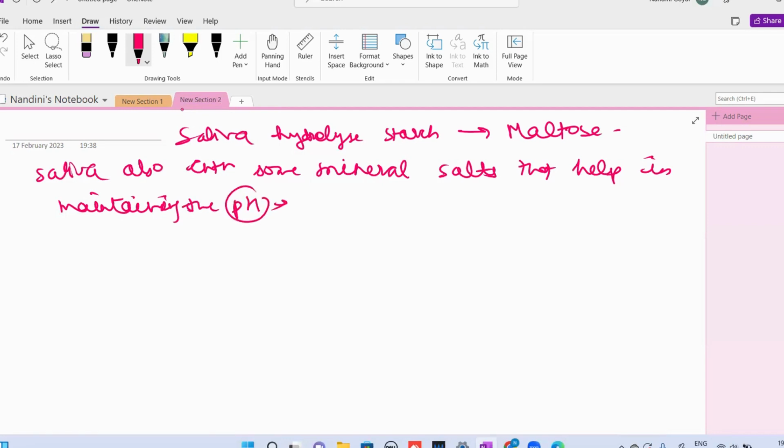Why is it important? Because enzymes get degraded at a lower pH, or they can also get degraded at a higher pH. Enzymes have a specific pH value at which they work. Like hydrochloric acid, which is very acidic, so it works only at 2.5 or 3 pH. It is not going to work at a high pH value. So this pH is also useful. The salivary gland secretes salivary amylase, which has a specific pH value, so the pH should be maintained, and this pH is maintained by the mineral salts present in the saliva.